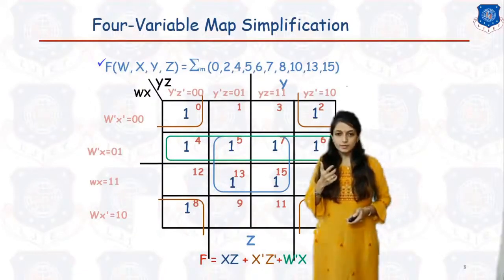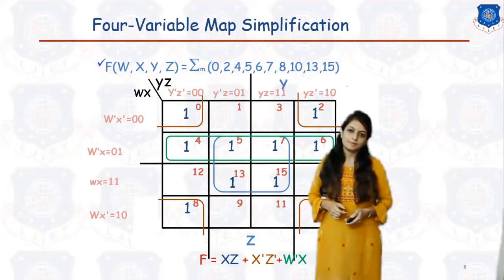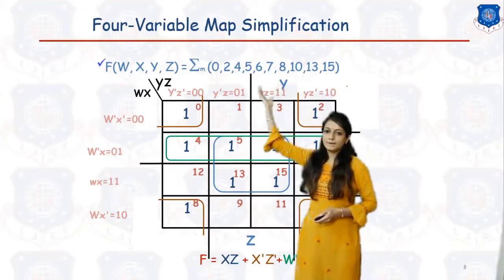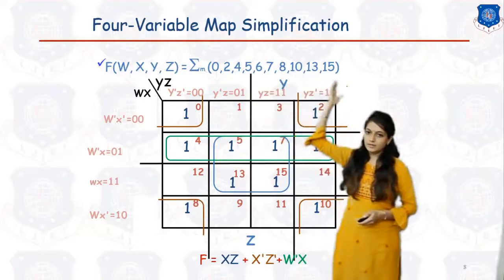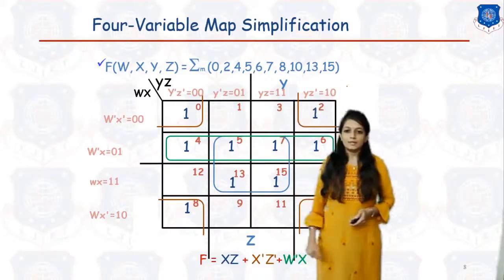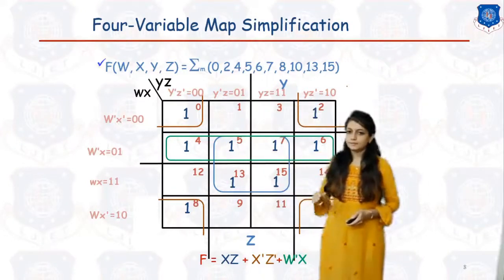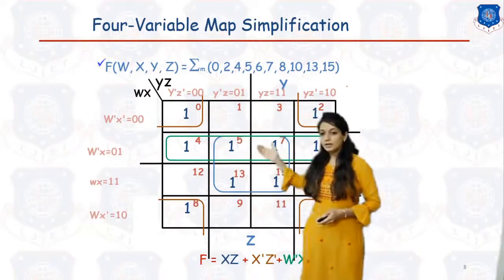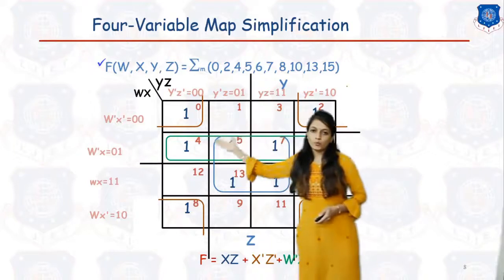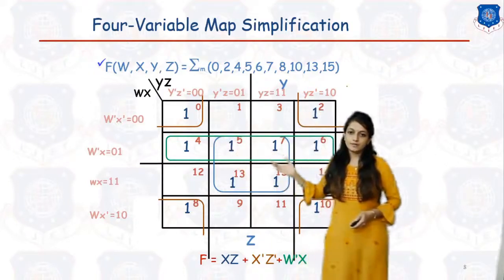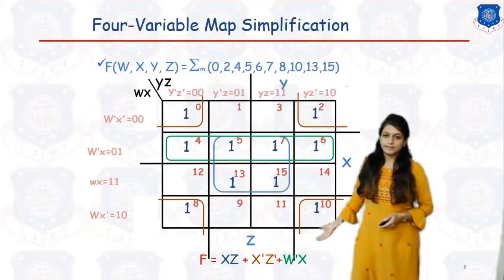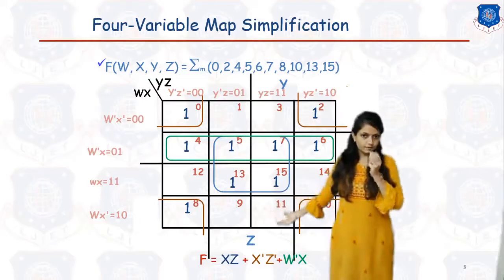Now let us take one example of the 4 variable K map. The example is given as summation m of 0, 2, 4, 5, 6, 7, 8, 12, 10, 13 and 15. Now how to place these inside the K map? Over here you can see M0, 2, 4, 5, 6, 7, 8, 10, 12, 13 and 15. Alright.